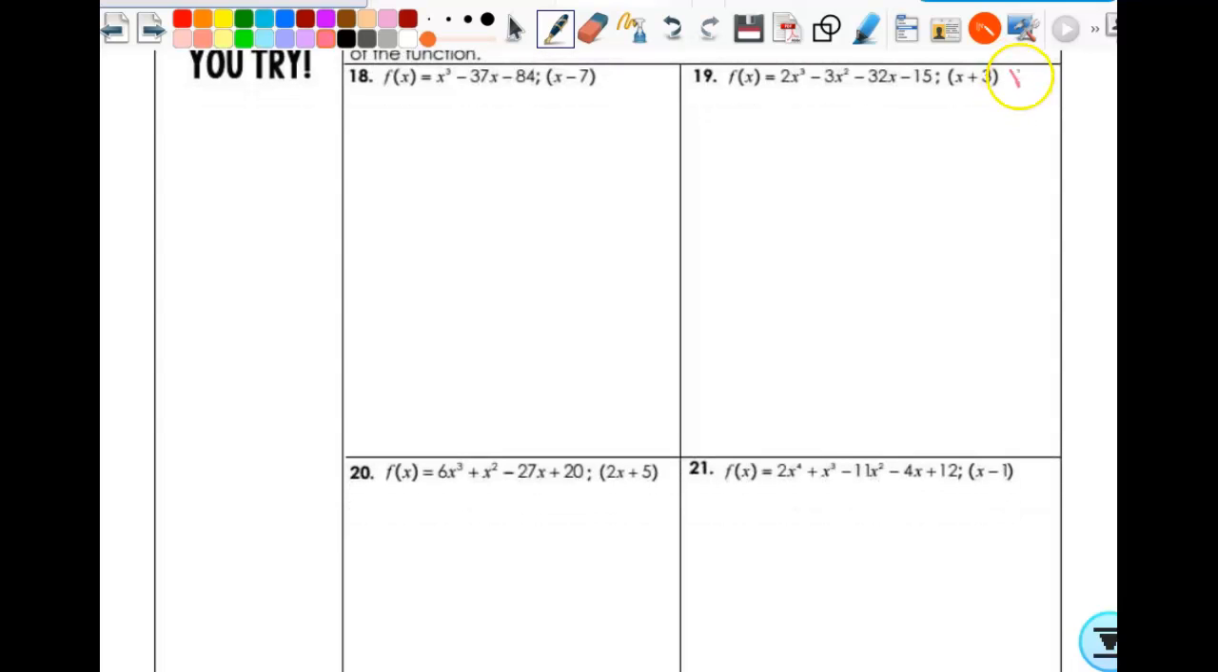So this means that x equals negative 3. So we'll put negative 3 out here. Inside, this is cubed, so I should have four numbers. I don't have any missing terms. Always check for that. 2, negative 3, negative 32, negative 15. Okay. So you go through and go ahead and do your synthetic division.